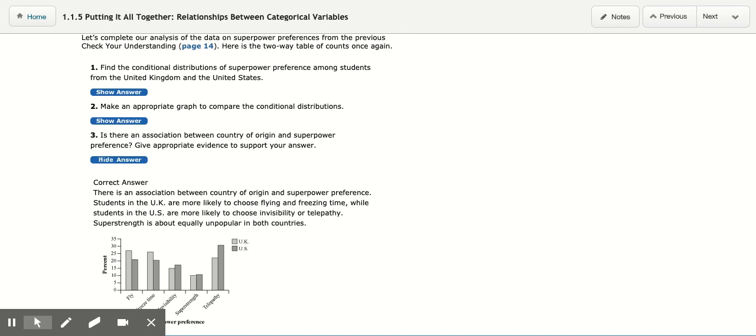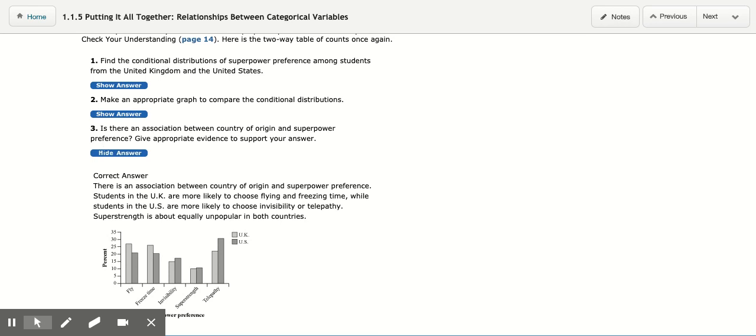All right, so the next part of this goes in and says, hey, what are the conditional distributions of superpower preference among students from the UK and the US? When it's conditional, that means that you're looking at specific groups. So what we're going to do now is look at each group. What do the percentages tell us in the UK? What do they tell us in the United States? So they're like separate groups.